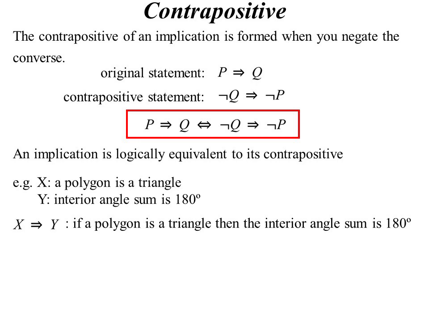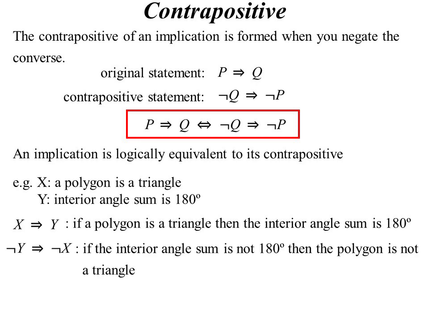But let's have a look at the contrapositive statement. If the interior angle sum is not 180 degrees, then the polygon is not a triangle. Well, that's true, right? Because if the angle sum is not 180 degrees, we can't be talking about a triangle. So they are equivalent statements, so I could prove either. So X implies Y is equivalent to not Y implies not X.